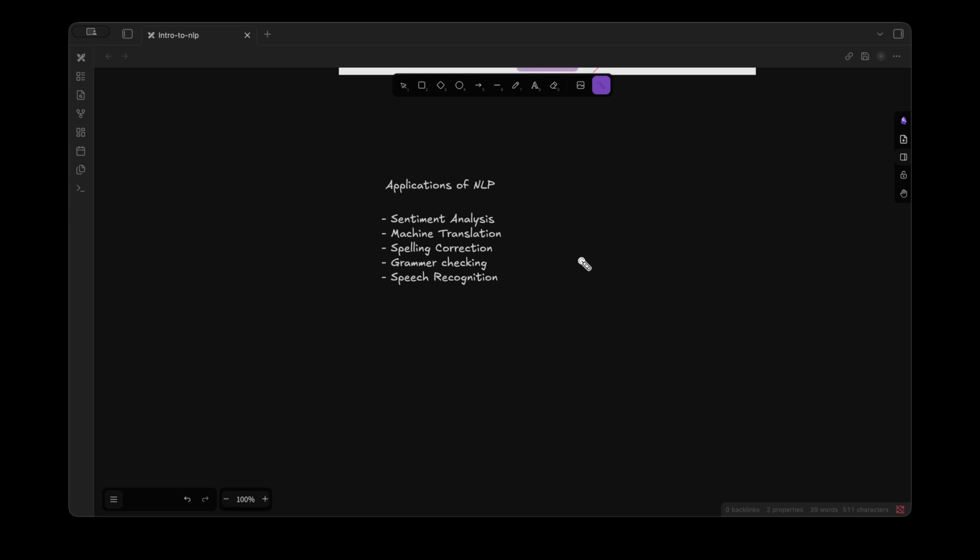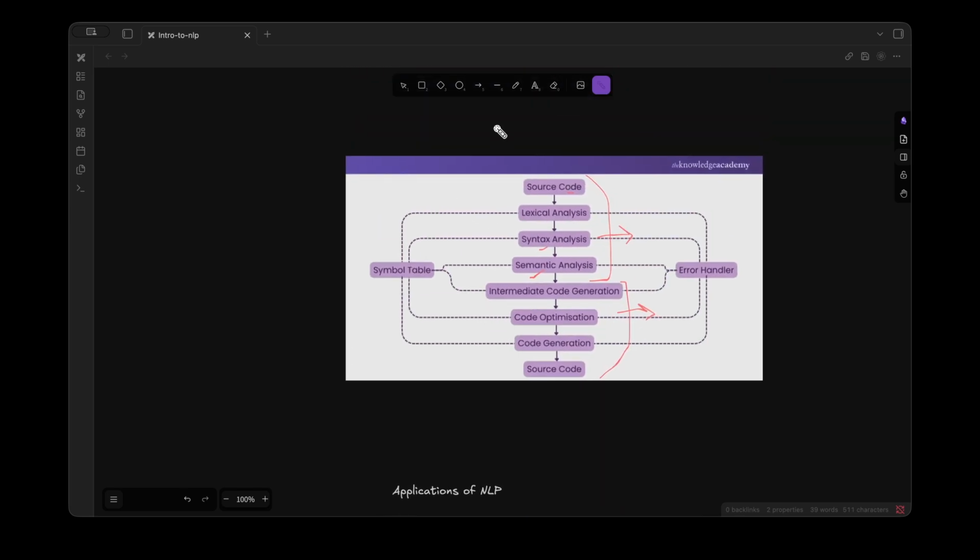Next is speech recognition. Speech recognition is something like when we're talking to ChatGPT or a model, and that model is converting our speech to text. We can do that using NLP. So these are the main applications of NLP. We're going to go into more depth on these afterwards.